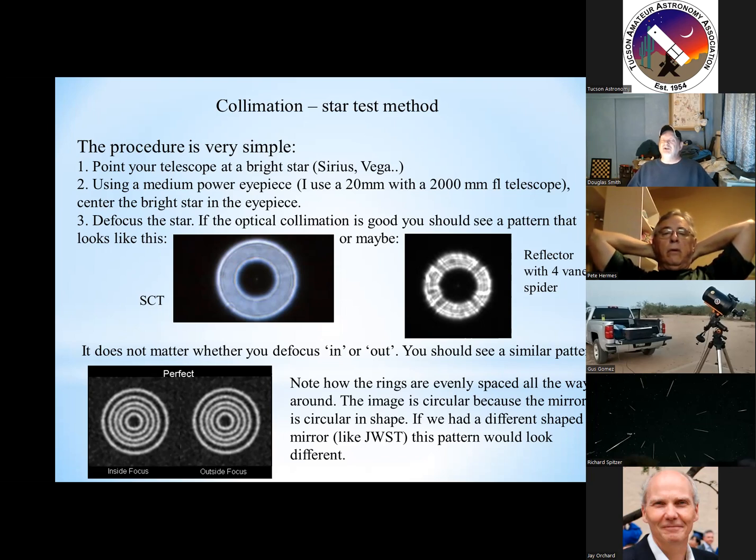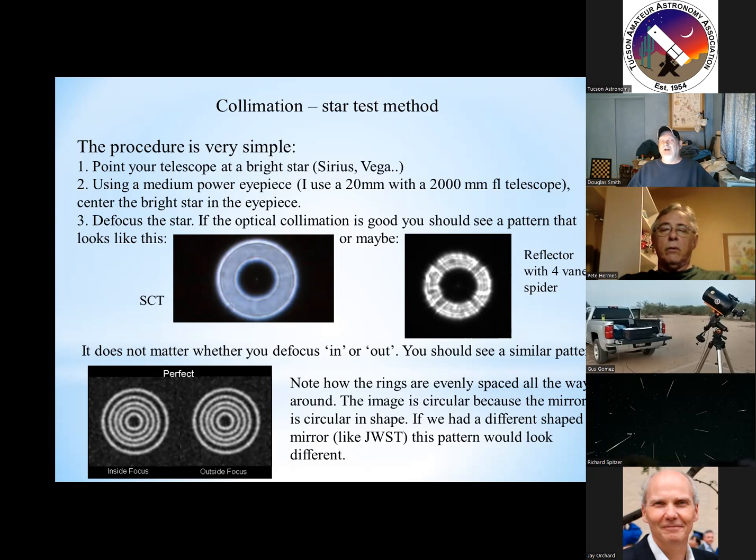You could get pretty good with the low power, but the higher power you can go, the better your collimation will be. So I start right off with a medium power eyepiece. Anyway, you get your medium power eyepiece in your telescope, you put it on a bright star, you center the bright star in the eyepiece, and then just defocus the star, either in or out.